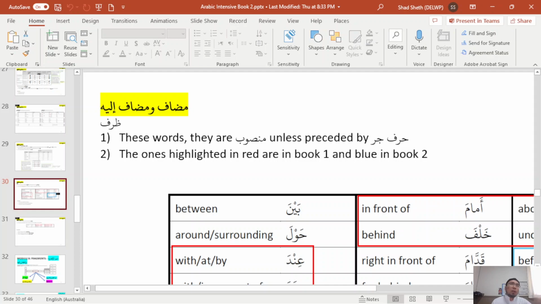And what's the harfu jar? Obviously, there's nothing to do with number. It just depends on the sentence. And that's pretty much it, right? Those are all the 4 fragments that we went through.